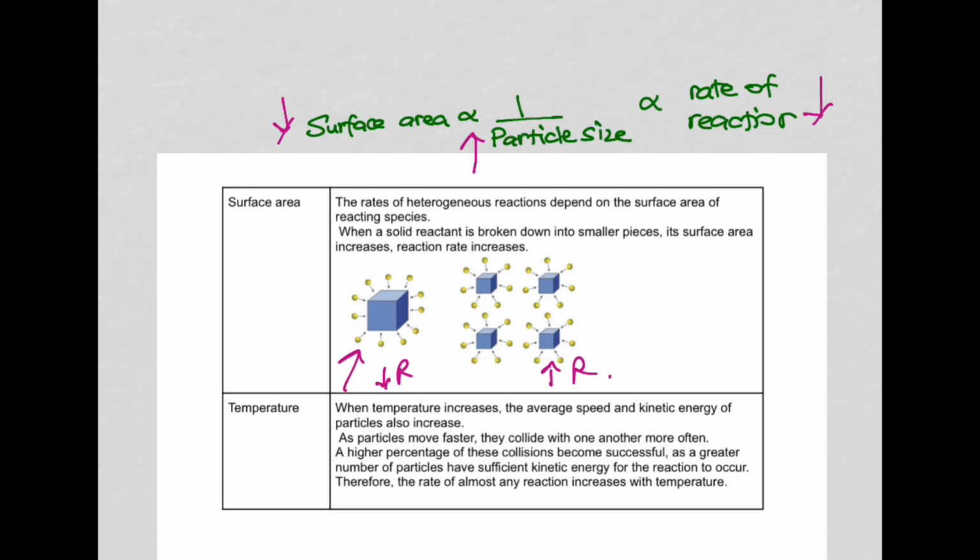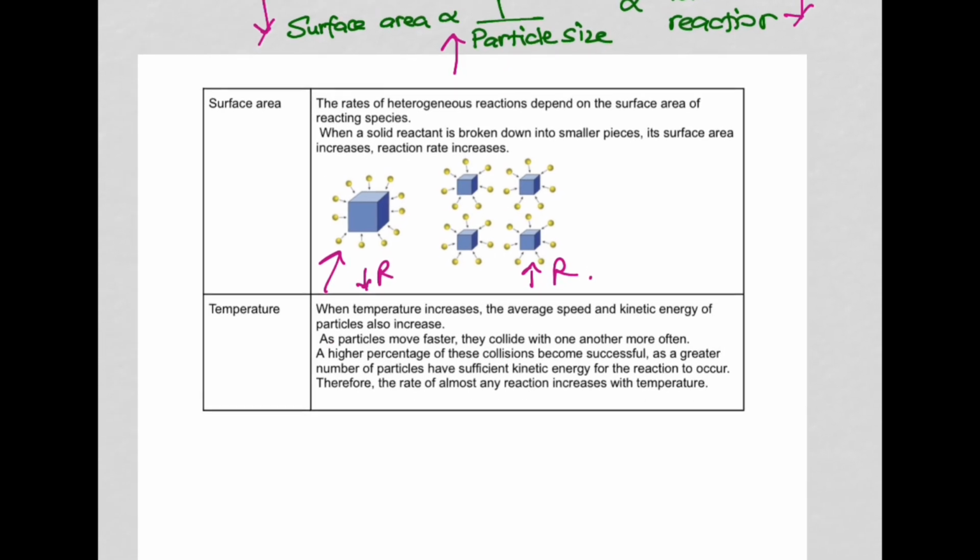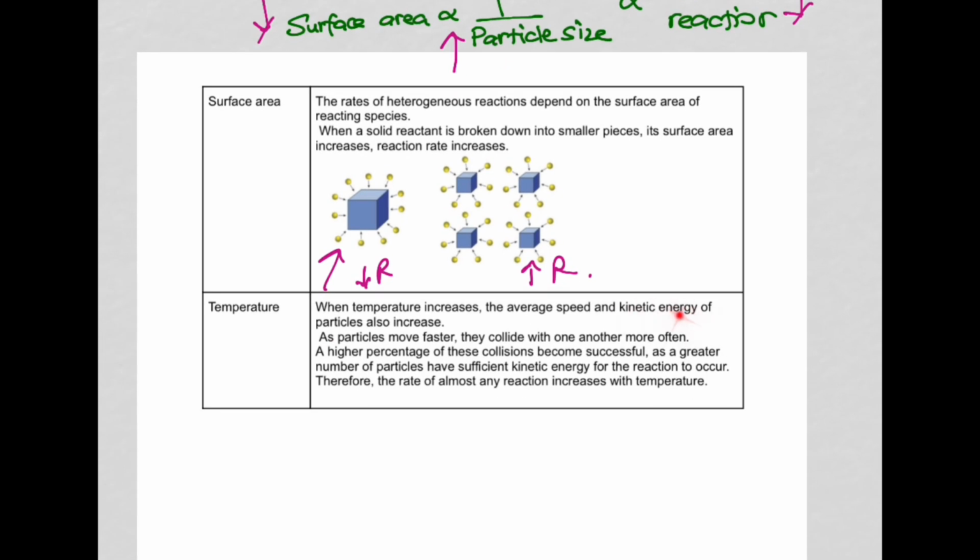Then the other factor is temperature. When temperature increases, it increases the average speed and kinetic energy of all the particles. So kinetic energy of all the particles increases, therefore the average speed of the particles increases. When the speed of the particles increases, they move faster, they collide with one another more often. When the average kinetic energy of particles increases, it also increases the proportion of particles with sufficient energy.